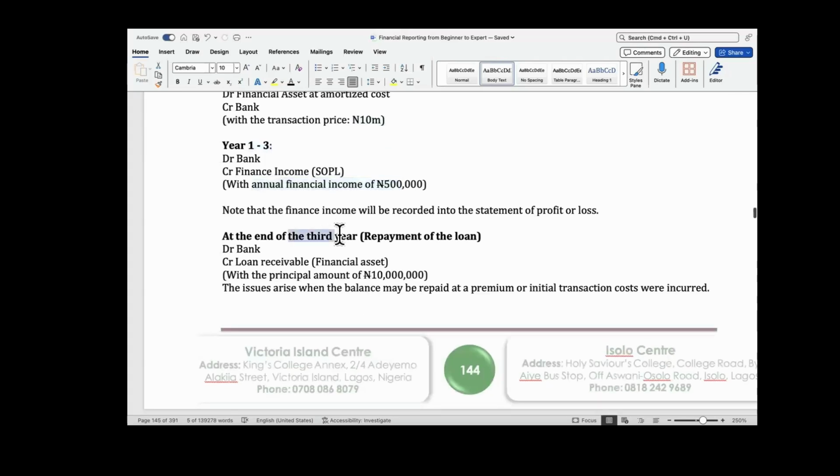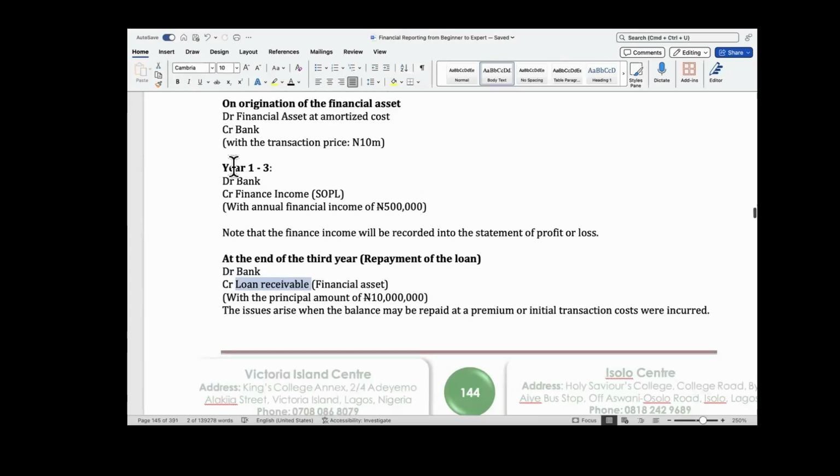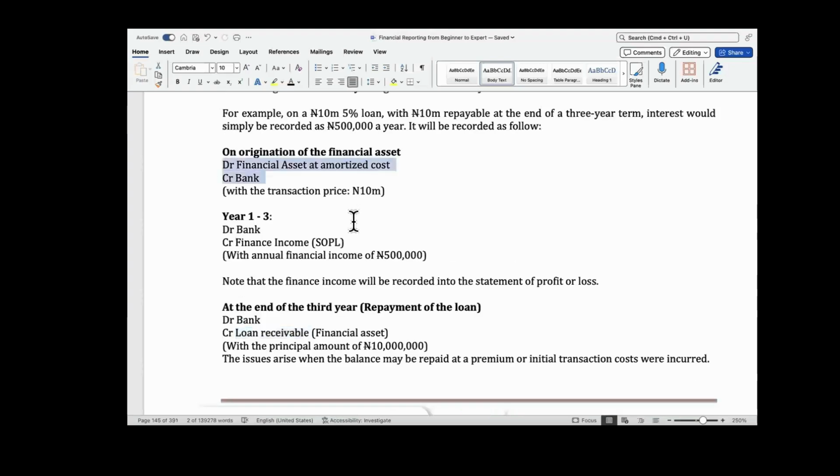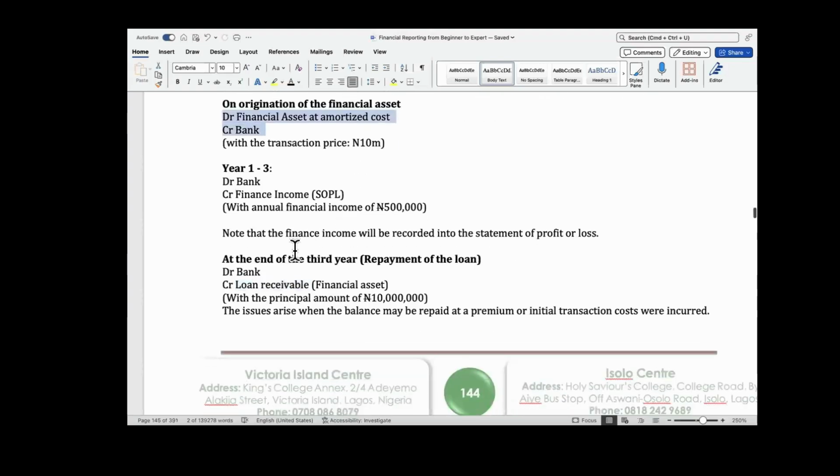So at the end of the third year, they will repay the loan, to give you back your principal, which is your 10 million. Again, money goes into your bank. Anytime you collect money, you debit bank. You credit the financial asset or loan receivable to net it off. Remember, when we invested, we debited it. That's how these are accounted for.